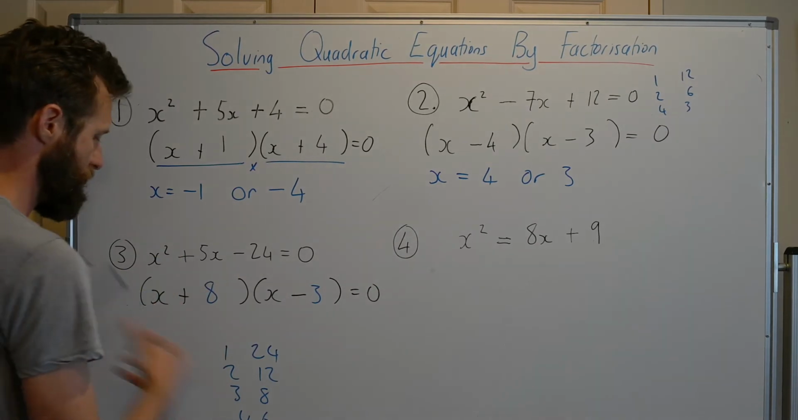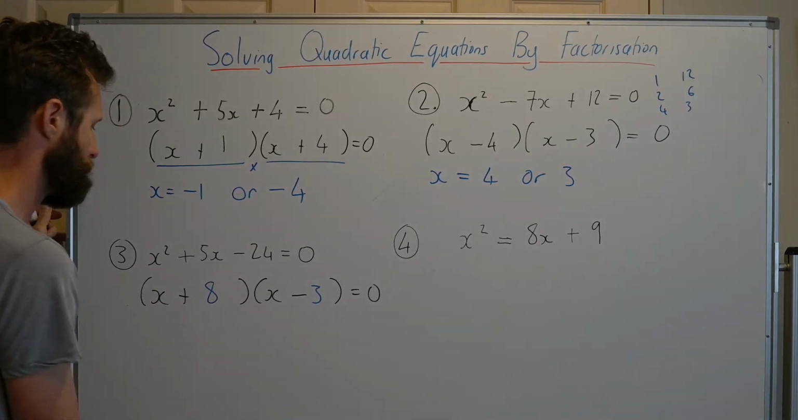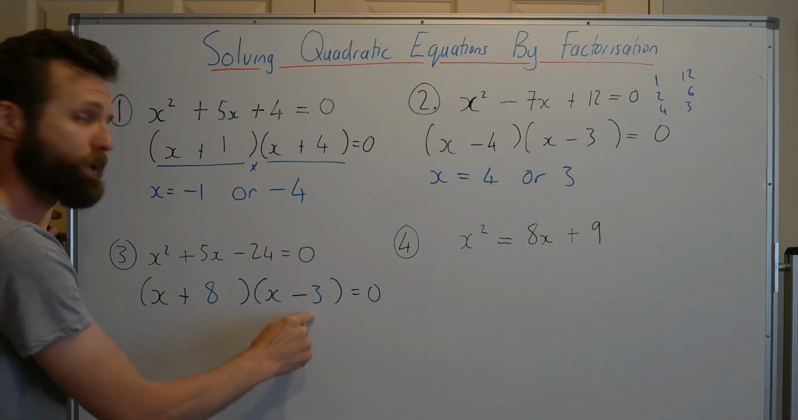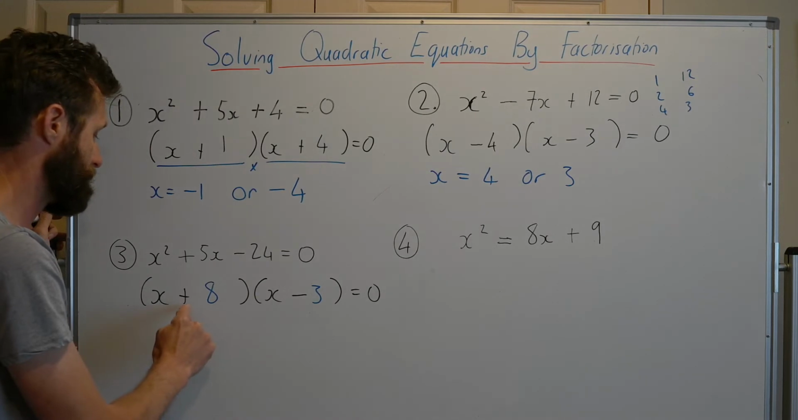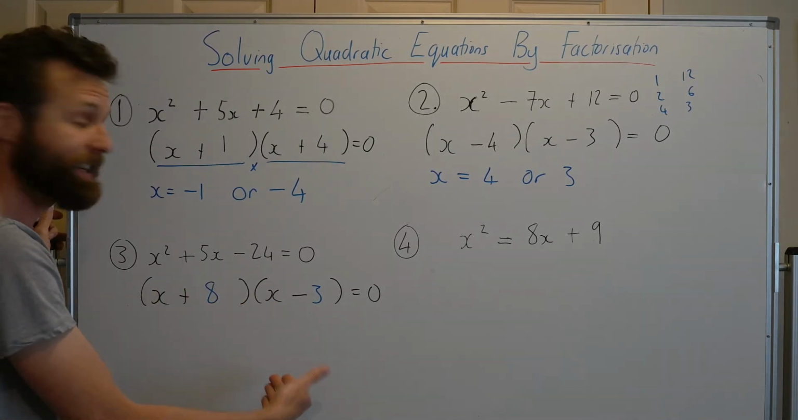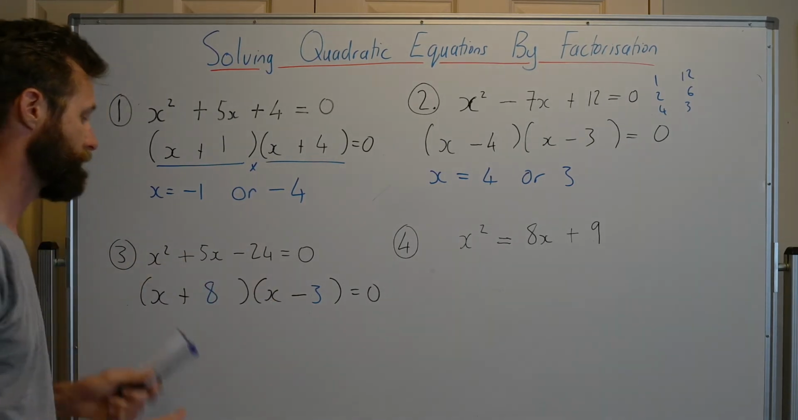And we can do a quick check to make sure that we've factorised that correctly. X squared, firsts, outers, x times minus 3, so minus 3x, and then inners, 8x. Minus 3x plus 8x is 5x, and minus 3 times 8 is negative 24.